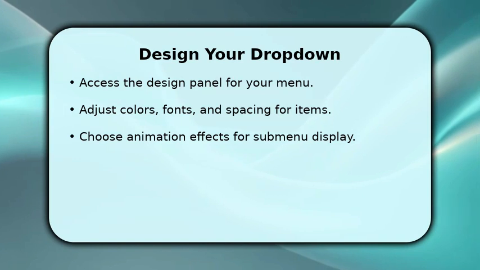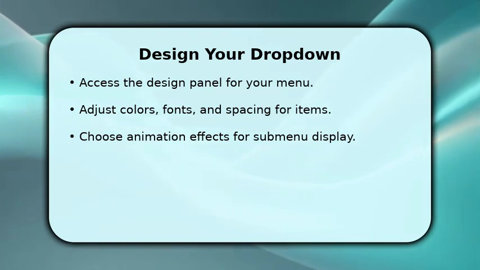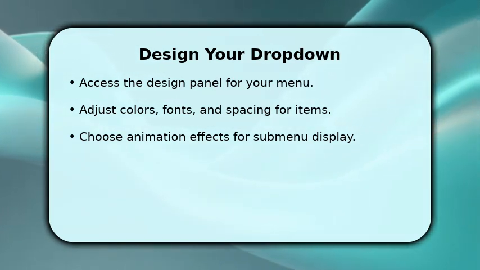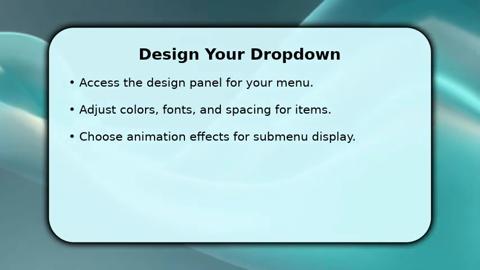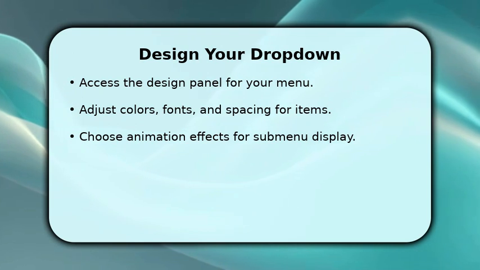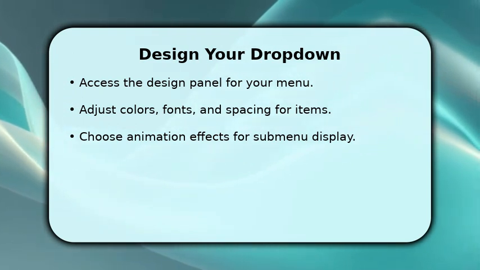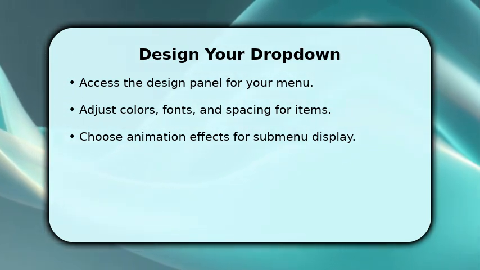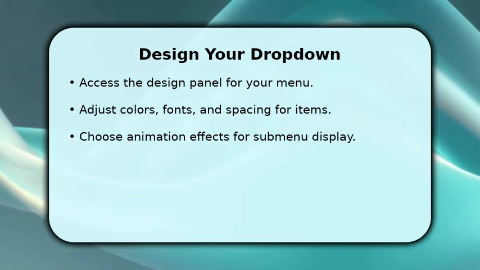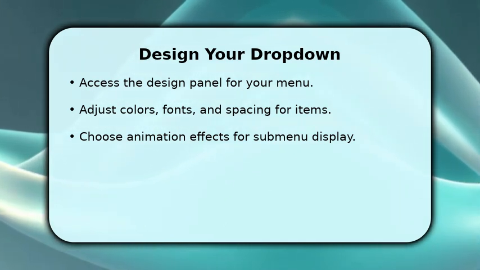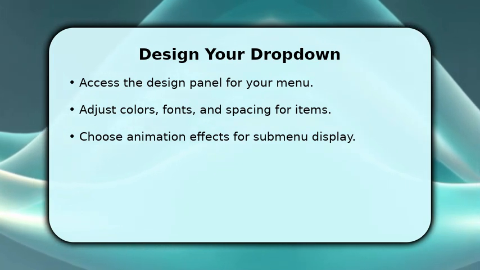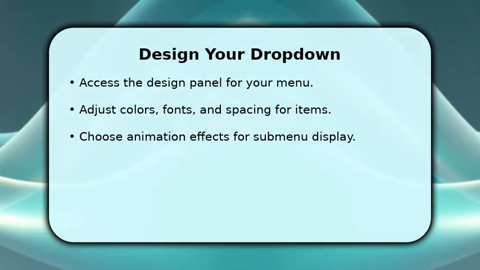Now, let's customize the look of your drop-down. Select your menu and click the design icon to open the design panel. Here, you can modify colors, fonts, and spacing for both main and sub-menu items. Experiment with different text styles and background colors to match your brand. You can also select animation effects, like a fade or slide, for how your submenus appear, enhancing user experience.